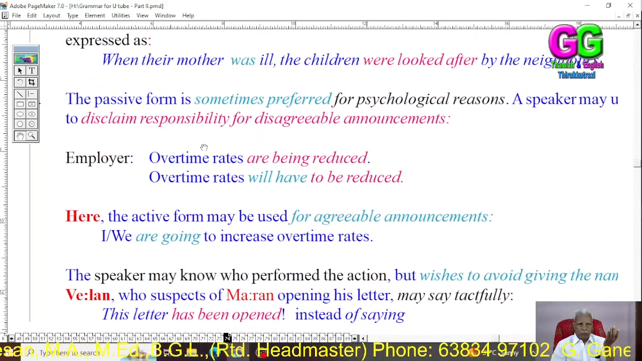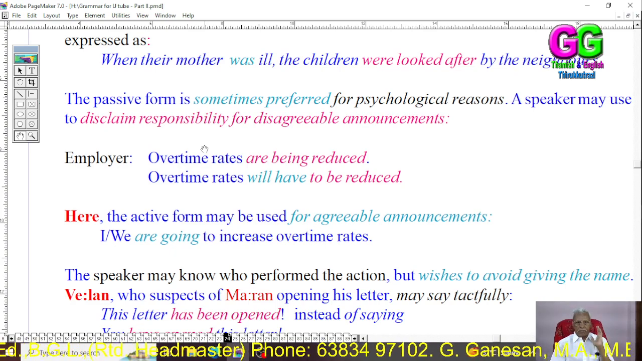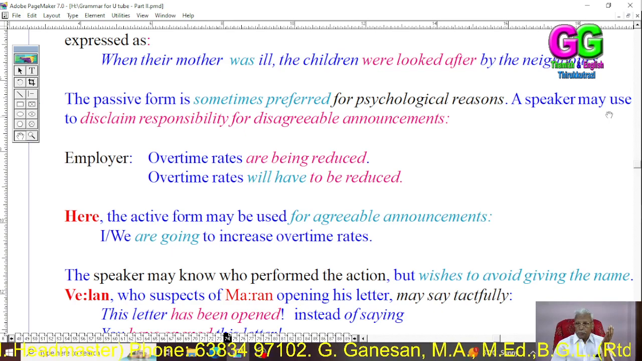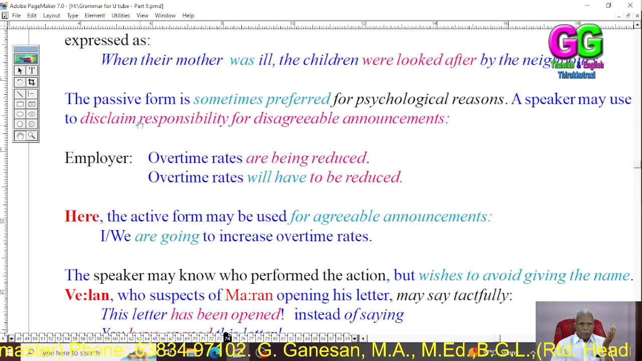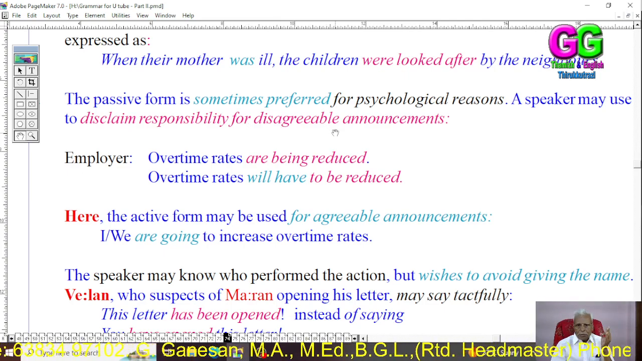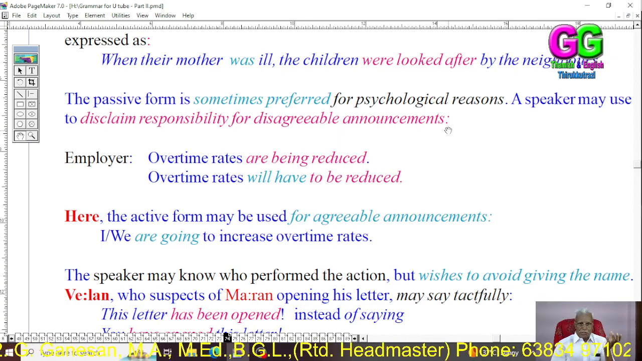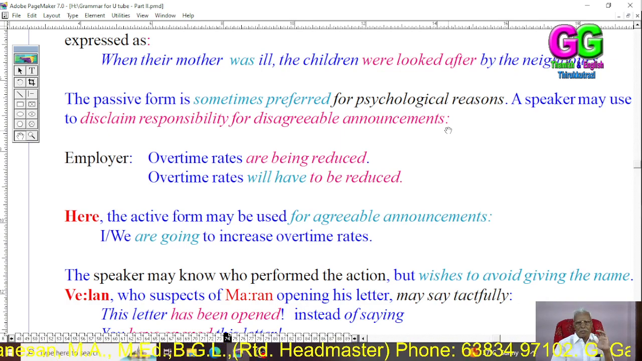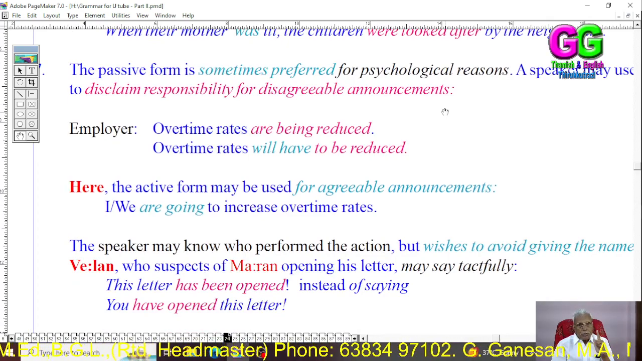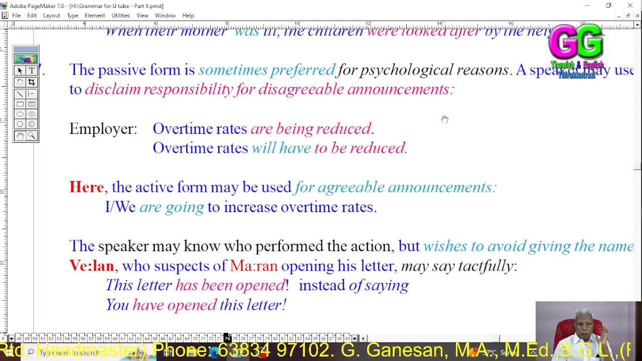The seventh one: the passive form is sometimes preferred for psychological reasons. A speaker may use it to disclaim responsibility for disagreeable announcements. To avoid taking the responsibility, it is better to use passive voice.